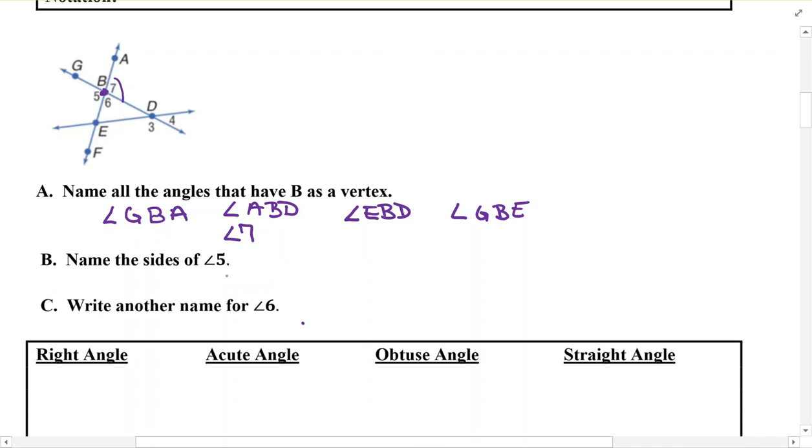The sides of angle 5, so here's angle 5, and these are the sides of angle 5. So I have ray BG. I could also list it as segment BG, and I have ray BE. Another name for angle 6. Angle 6 is this angle right here, and that would be angle EBD.